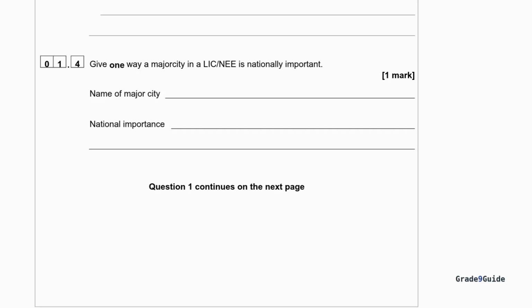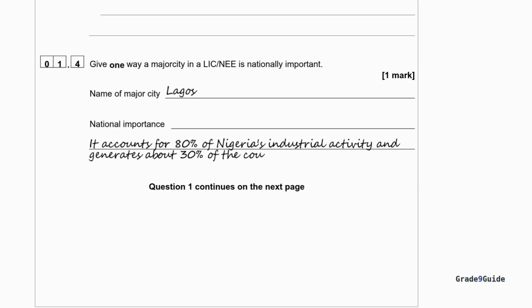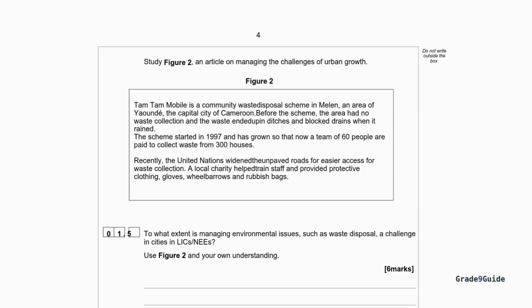Next, question 1.4. Give one way a major city in an LIC/NEE is nationally important. Here, you just need to name a specific city and then state why it's important to its country. A great example would be Lagos. And for its national importance, it generates 80% of the country's industrial output. Now for the 6-marker, question 1.5. To what extent is managing environmental issues such as waste disposal a challenge in cities in LICs/NEEs? Use figure 2 and your own understanding.